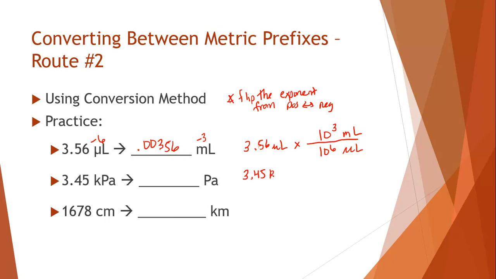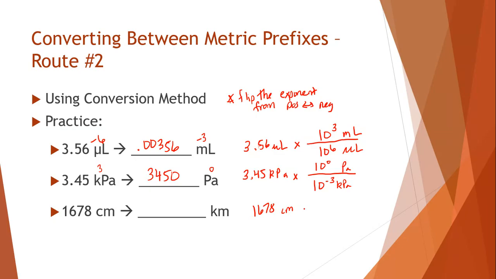Let's try it with the other two to make sure that they also work out. 3.45 kilopascals. Again, if we want to cancel units, they've got to go on the bottom, and the unit we're trying to reach is on the top. Now remember, kilopascal is to the +3. So we want to flip that, 10 to the -3rd, and Pascal is 0, and you can't really flip a 0, so it's 10 to the 0 power, and you still get the same answer, 3,450.